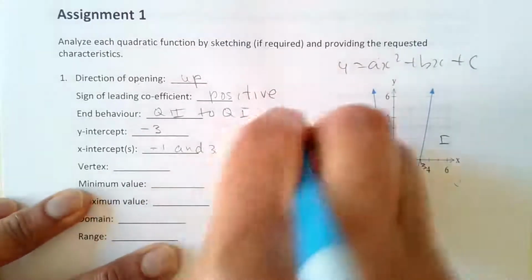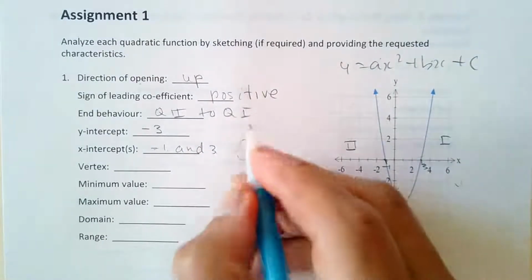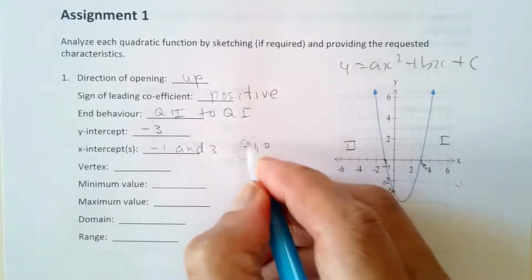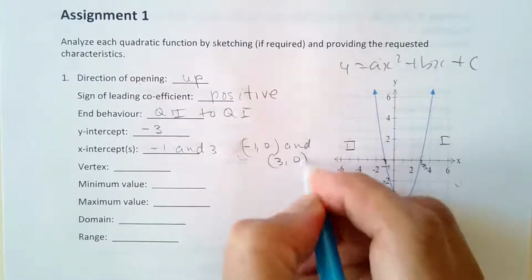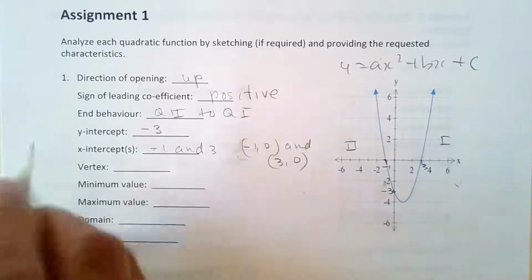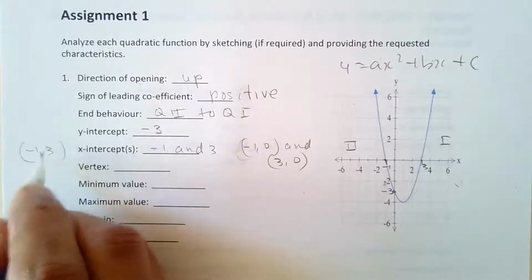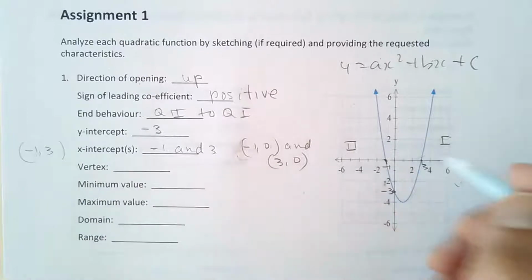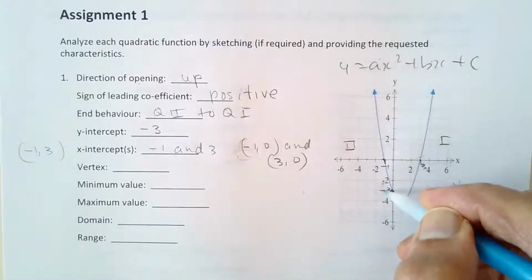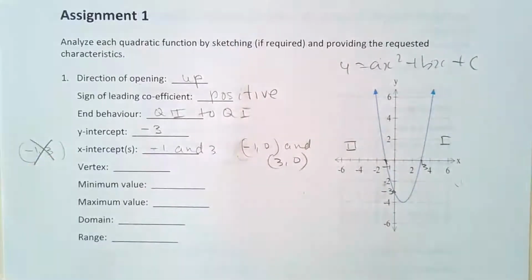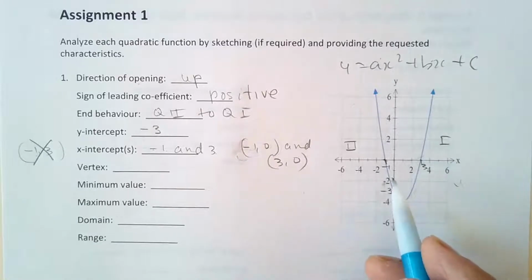So there are 2 intercepts. If you want to write it in brackets, this would be -1, 0 and 3, 0. In the past, I've seen students write it like this: -1, 3, which is the point down here. That's not what you want. The x-intercepts are across the x-axis.